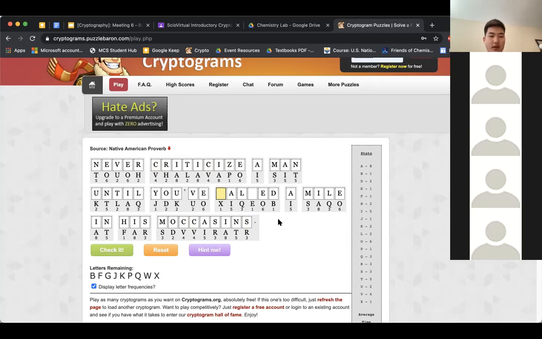And we're back to this word. So never criticize a man until you've walked a mile in his moccasins. So it's like, don't judge until you walk a mile in his shoes. What do you do in shoes? Yeah, you walked.